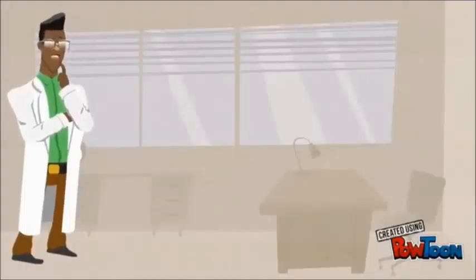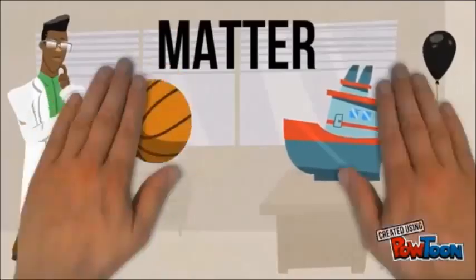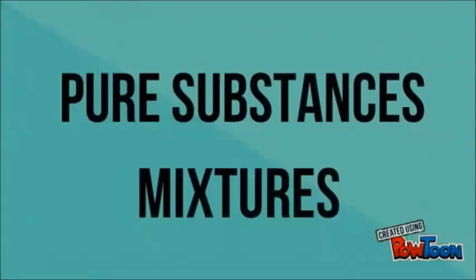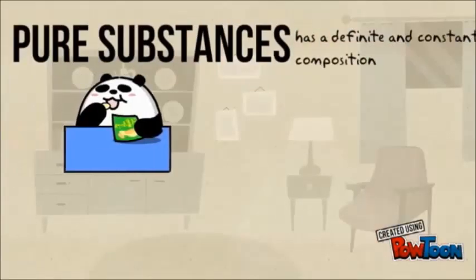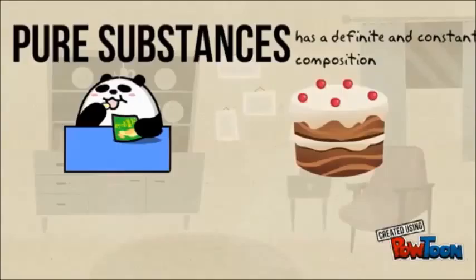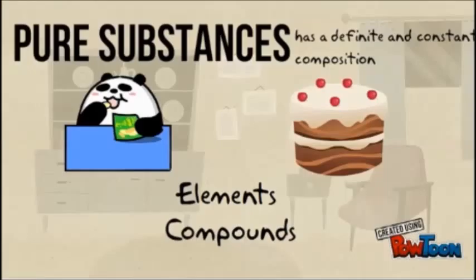Chemists can classify matter as solid, liquid, or gas. But there are other ways to classify matter as well, such as pure substances and mixtures. Pure substances have a definite and constant composition, like salt or sugar. A pure substance can either be an element or a compound, but the composition of a pure substance doesn't vary.